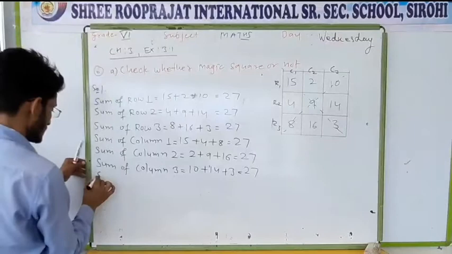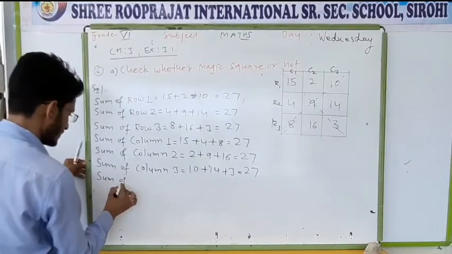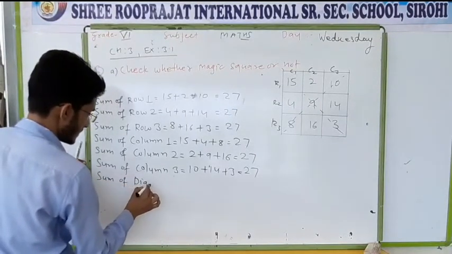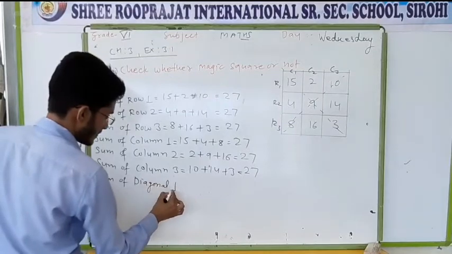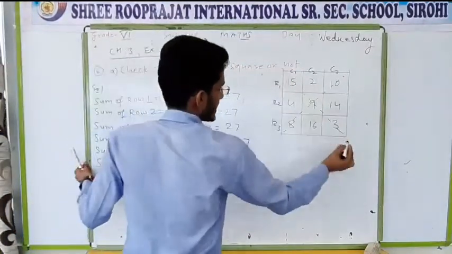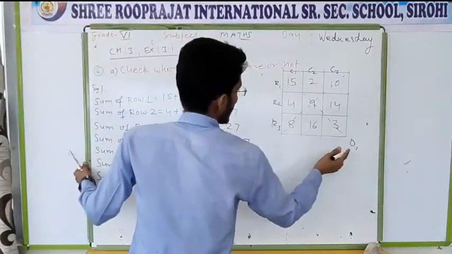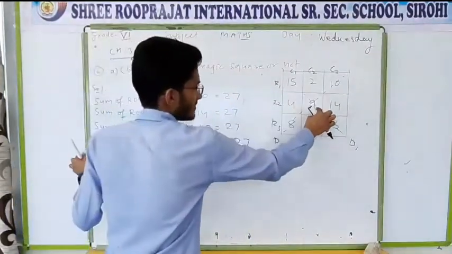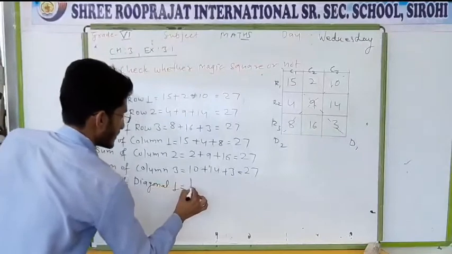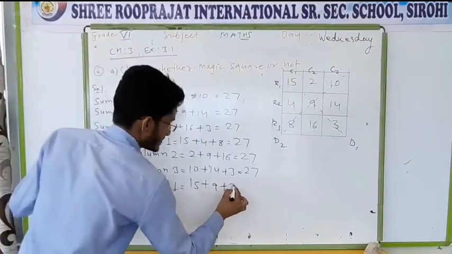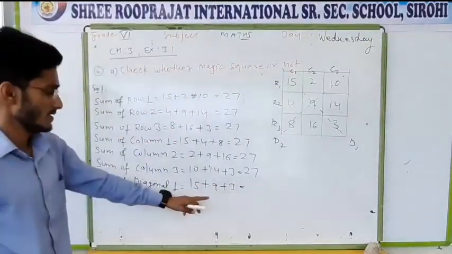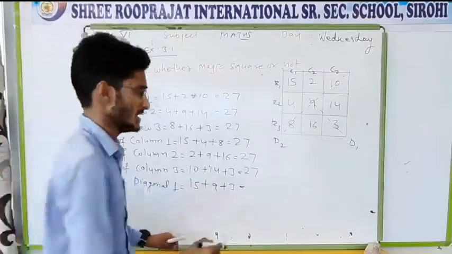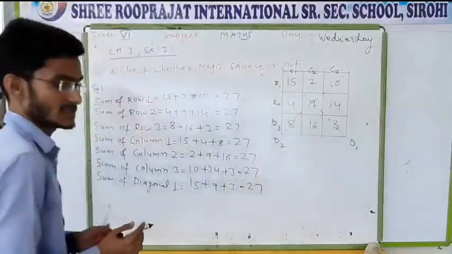So sum of diagonal 1. Suppose it is diagonal number 1 and that is diagonal number 2 from that side. So number 1: 15 plus 9 plus 3. 15 plus 9, we will get 24. 24 plus 3 is 27. Still we are getting the same.